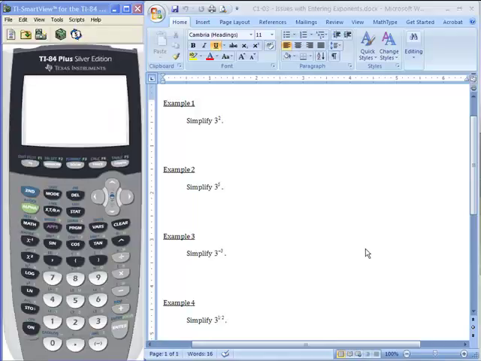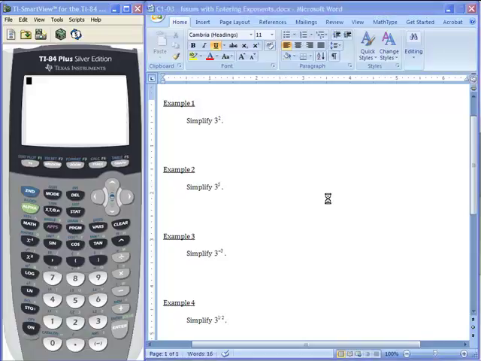Issues with entering exponents. For the most part, entering exponents on your calculator is pretty straightforward, but there are some situations where you need to be a little bit careful, and we're going to look at 4 examples here. First 2 of which are pretty straightforward, the third of which can be tricky, and the fourth of which you definitely have to be careful about.